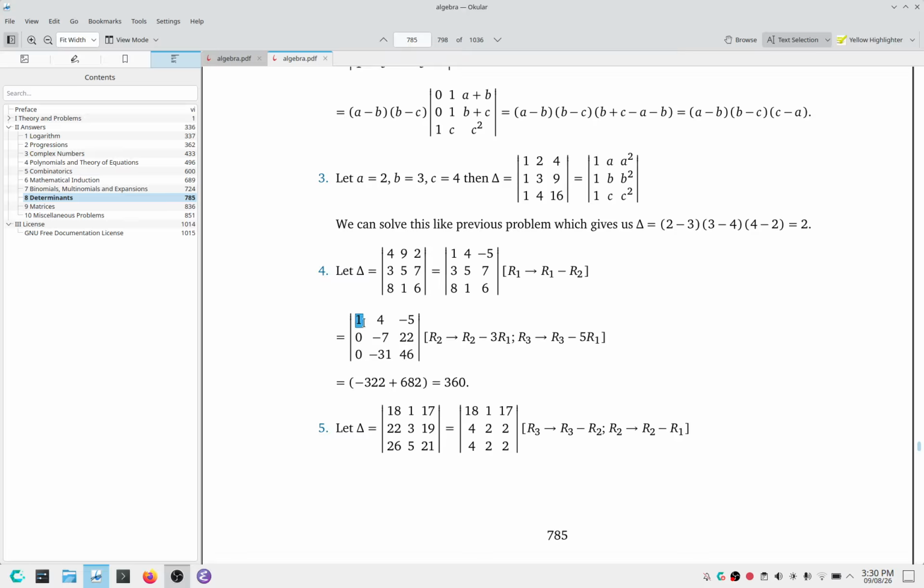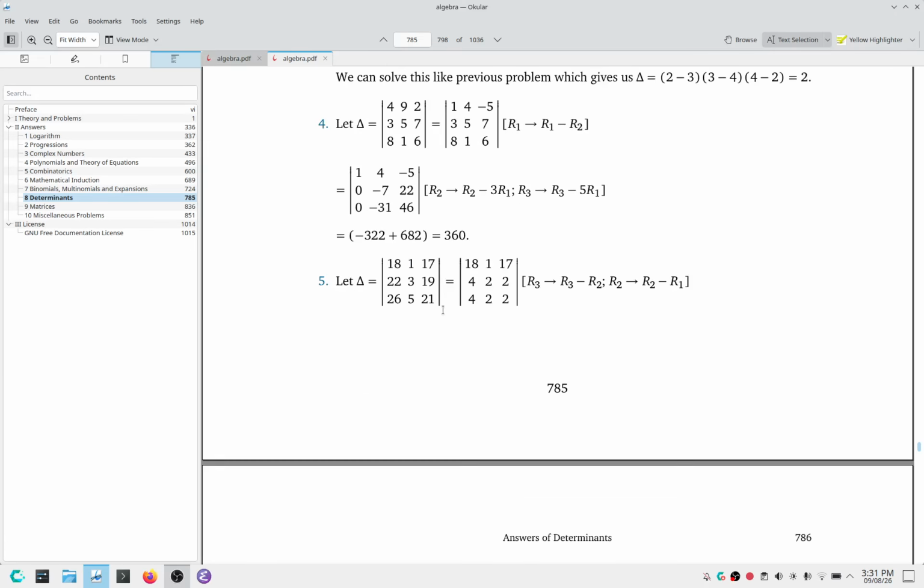Then we expand along the first column, we get 46 times minus 7, that is minus 322, and this becomes plus 31 times 22, that is 682, and the answer is 360.